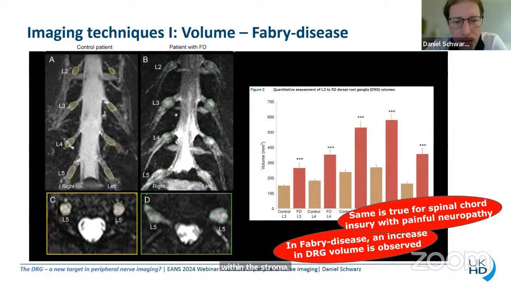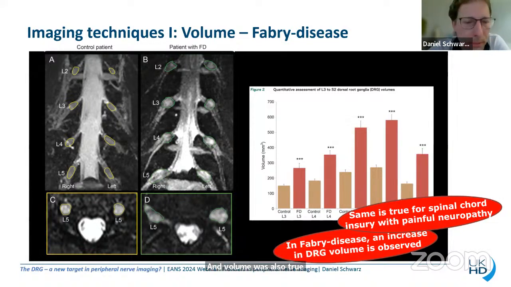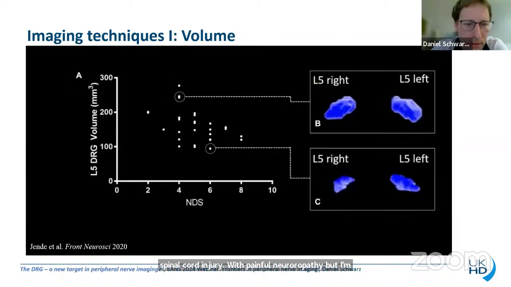In another more recent paper, it was also shown that a very similar finding of an increase in dorsal root ganglion volume was also true for people suffering from spinal cord injury with painful neuropathy, but I'm not going to show you that paper specifically because I want to go for another neuropathy, which is also very common. In fact, it's the most common one, which is the diabetic polyneuropathy.